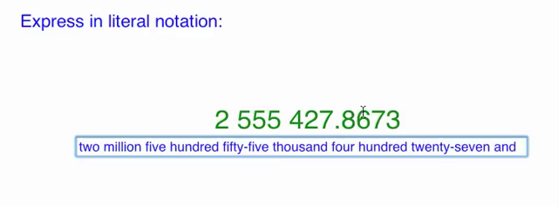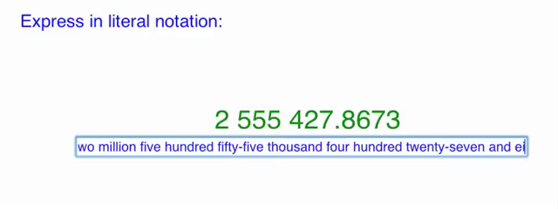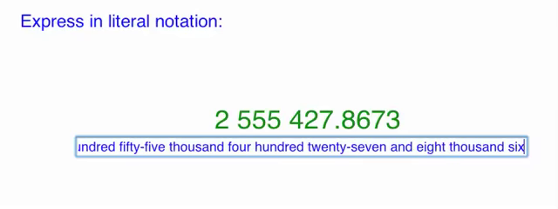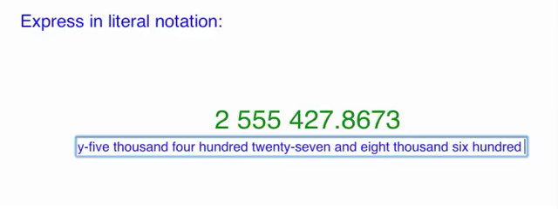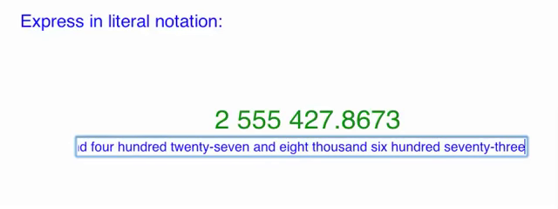and this is 8,673, and then you read out the last decimal place. So let me just write that in. So 8,673, and the last decimal place is the 10,000ths, so tenths, hundredths, thousandths, 10,000ths.